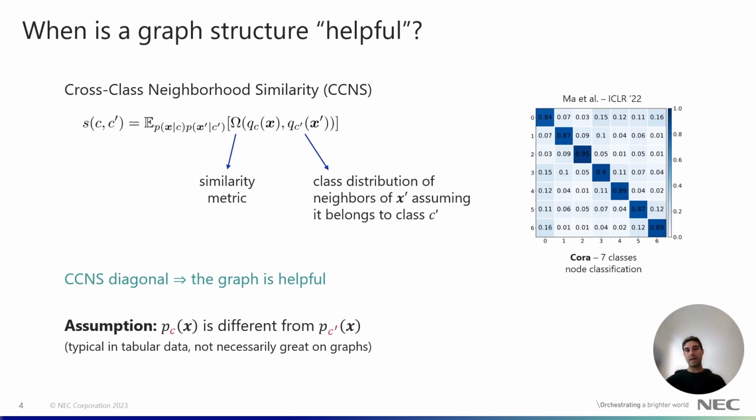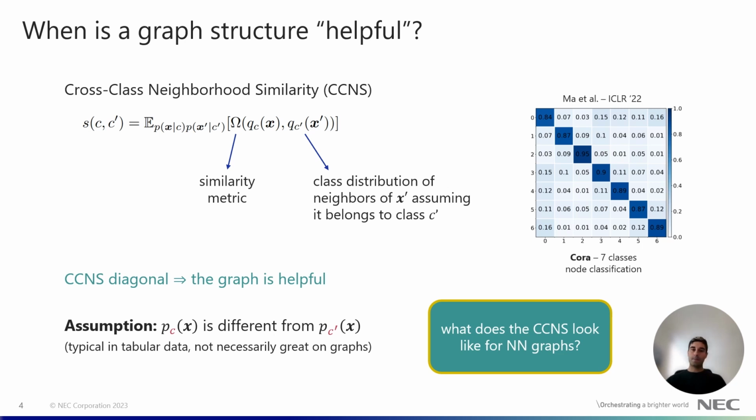This matrix relies also on the assumption that if two nodes belong to different classes, then their distributions over the features are different, which is a pretty strong assumption on graphs, but not that much for tabular data. Actually, this is exactly what you expect from tabular data. So at this point, the question becomes, what does the CCNS look like for nearest neighbor graphs? And this is what we try to understand in our paper.